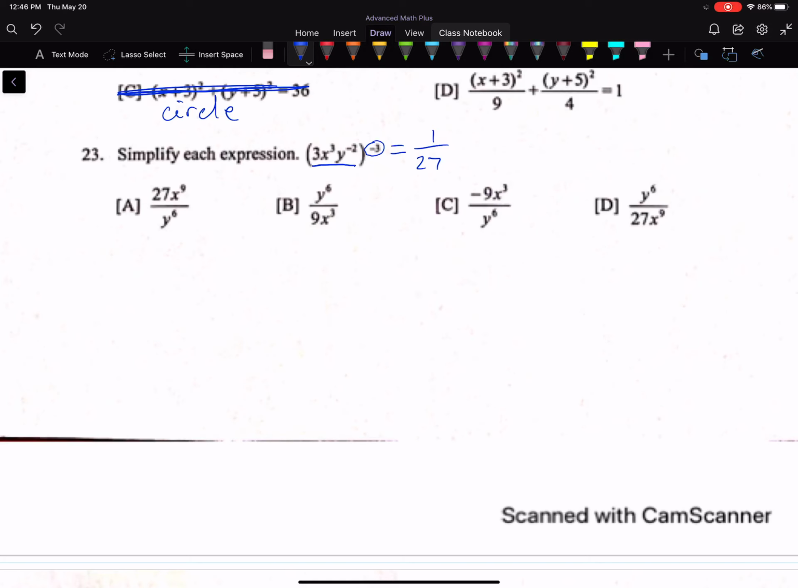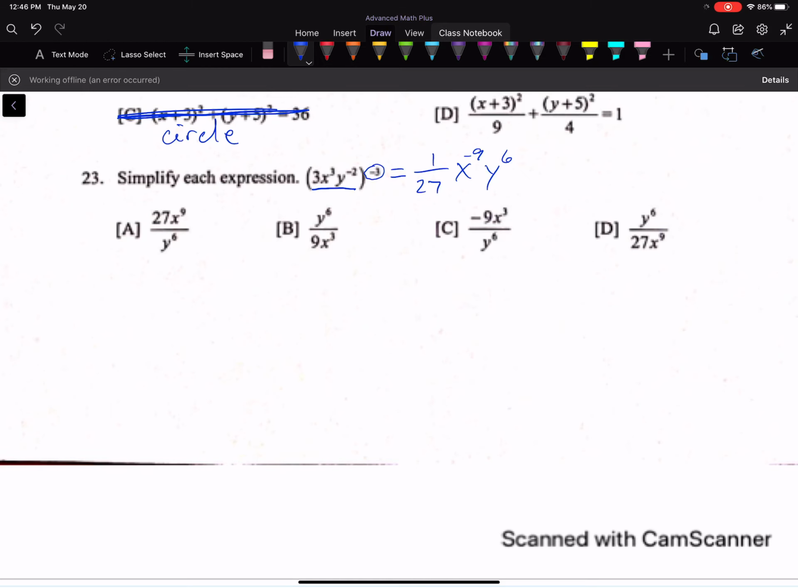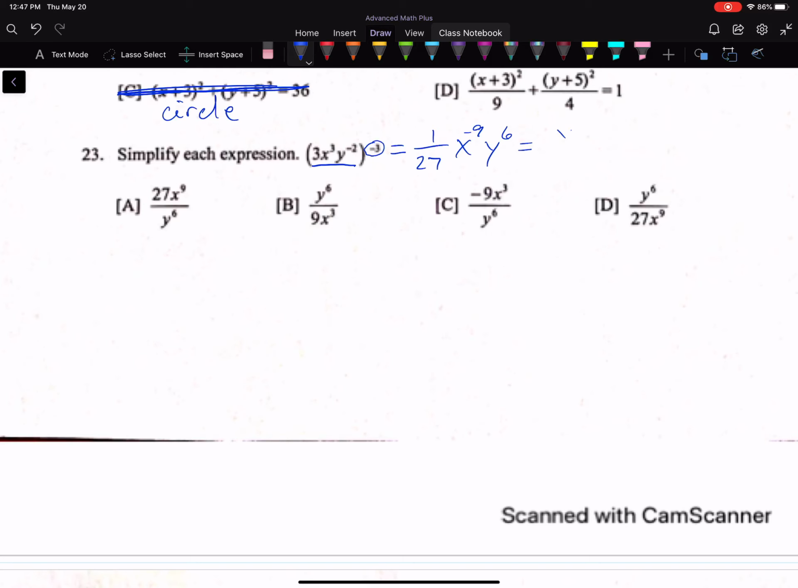When you do a power to a power, you multiply the exponents. So 3 times negative 3 is negative 9. Negative 2 times negative 3 is positive 6. And how do you make a negative exponent positive? You move it to the denominator if it's in the numerator. If it's already in the denominator, you would move it up to the numerator. So I'm going to move that x to the 9th to the bottom with the 27. So that would be D.